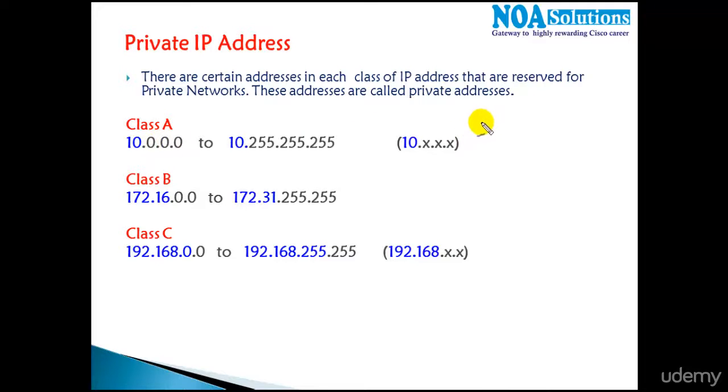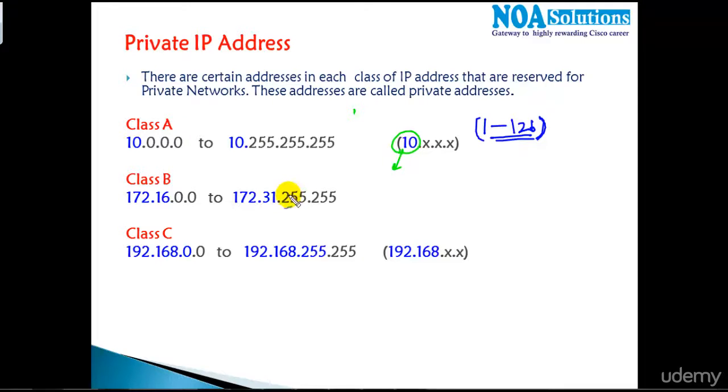So in the A class, you know the range of A class, it starts from 1 to 126, because we cannot use 0, we cannot use 127. Total there are 1 to 126 in the A class. In that complete range, there is only one private network, that is 10.x. Anything starting with 10 is your private network, and the remaining are all public networks.